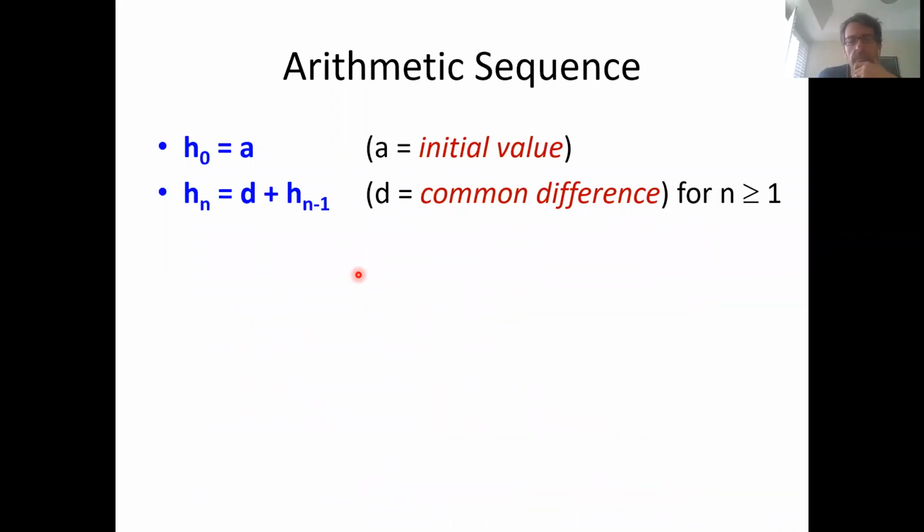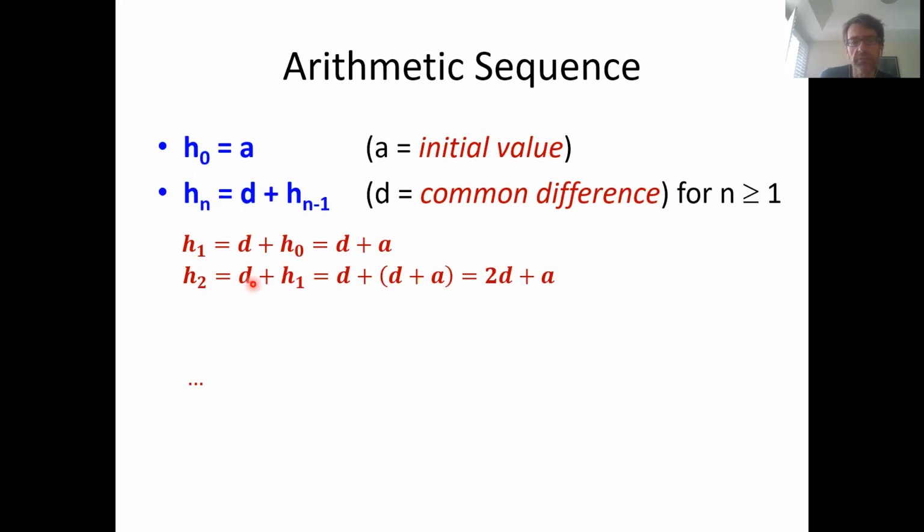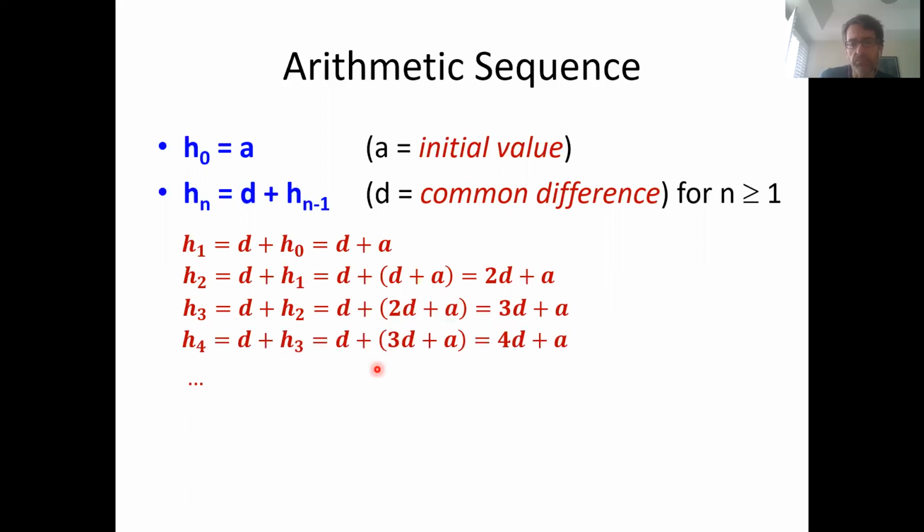Arithmetic sequence. So similar, but for addition, right? So you start with a value, and rather than multiplying it by some constant, you add a constant. So this is an even simpler thing, because the first element is d plus h0, and the second is d plus h1, so it's basically 2d plus a. Sorry, h3 is d plus h2. H2 is this, so you stick it in, and then you notice that d plus 2d, that's 3d, etc.